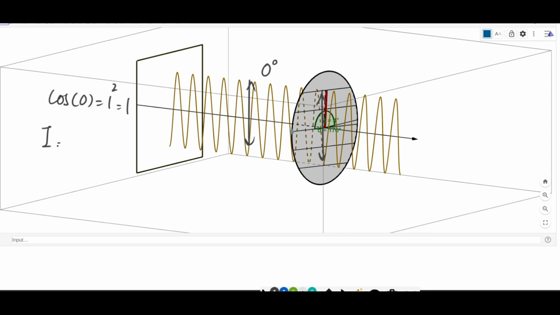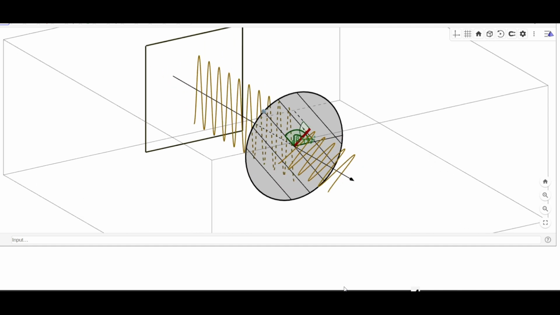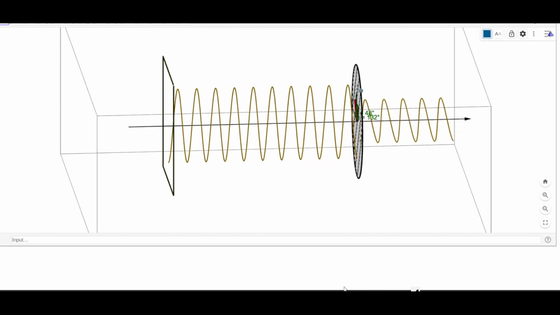So I is equal to I naught into 1 square, and this becomes I equals I naught, which means that the light is passing unfiltered. If you introduce an intensity of 20 watts per meter square, you're getting 20 watts per meter square still. It is not being polarized right now. Let's say you change the angle a little bit in this orientation. Now you can notice that the amplitude of the wave is decreasing because the wave is unable to pass through that filter. The angle between the wave and the orientation decides how much intensity of the wave is going to go.